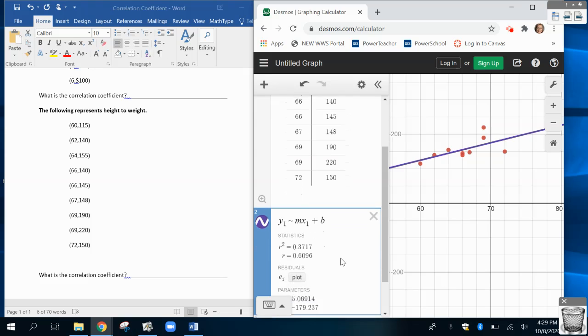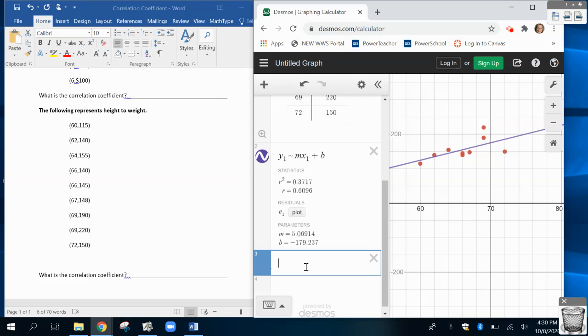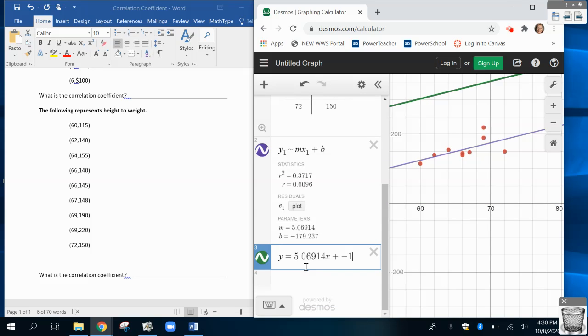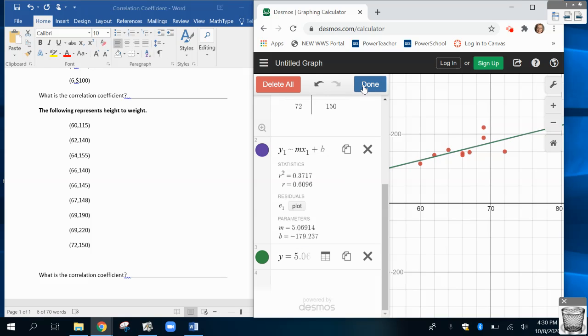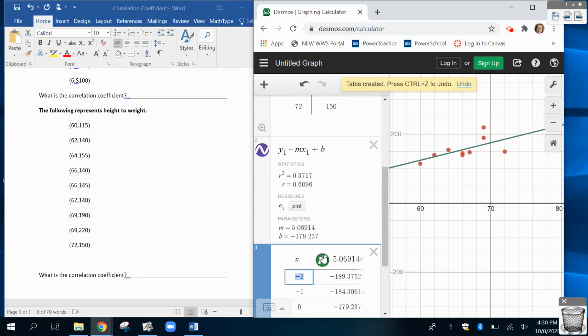Okay, so if we use this to make some future predictions, let's write the equation of the line, right? This isn't going to be great to predict your weight versus your height, but we could try. So if we say y equals our m is 5.06914 x plus negative 179.237. Our line falls on top of it, and we are going to turn this into a table.